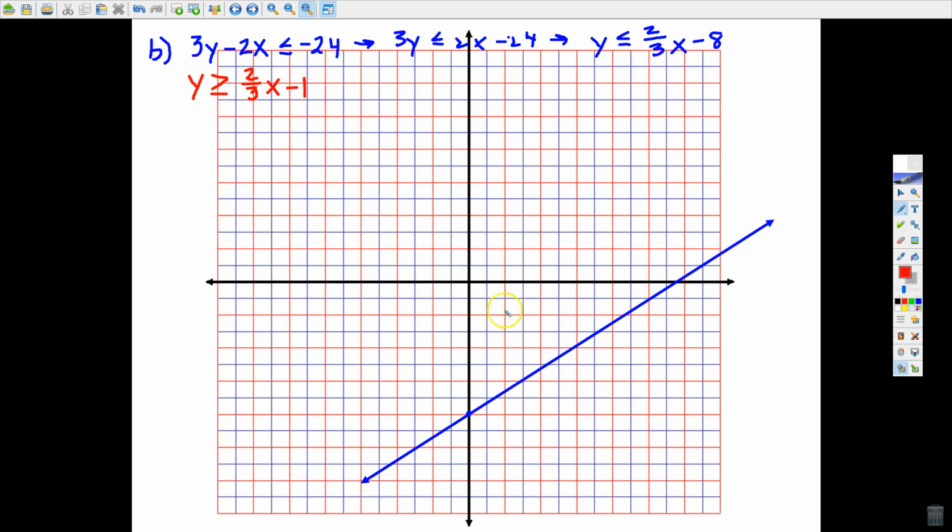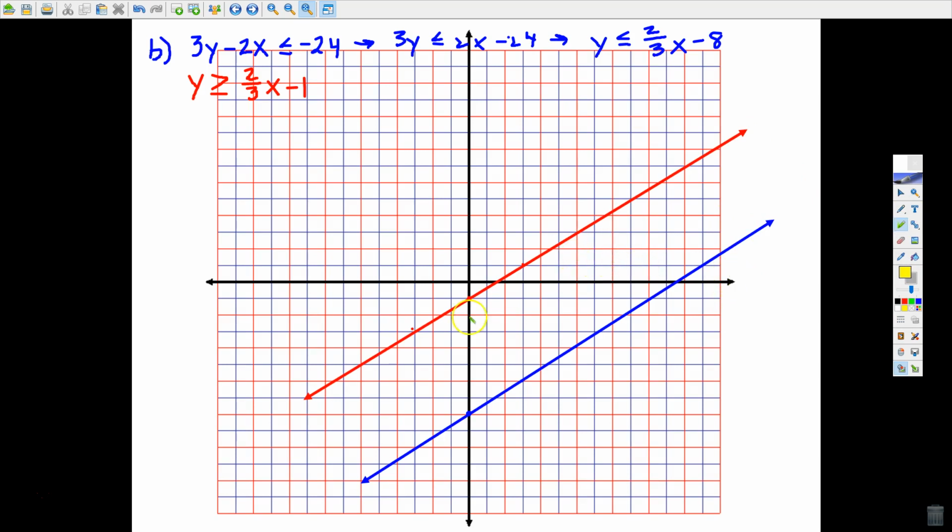It's already solved for y, which is nice, so I just plot a y-intercept of -1 and a slope of positive 2/3. You probably already recognized when we got to this point that these are going to be parallel lines. We still need to show the graph. So we're going to go up right 3, go down left 3, solid line. And that boundary line looks like this. Okay, well, these are parallel.